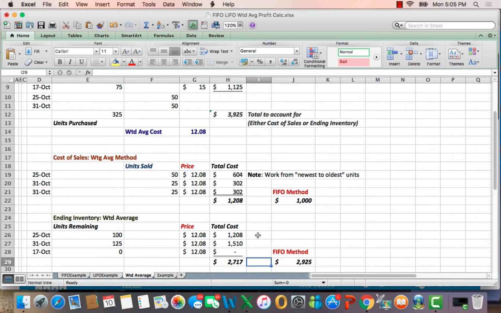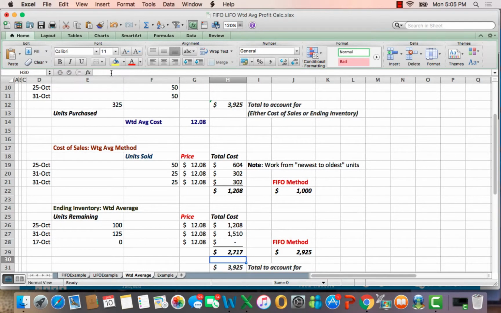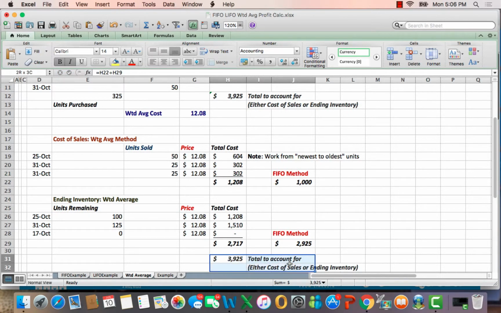What's left in inventory are 225 items, so 100 items sold compared to 325 purchased. There's 225 items left. We value those at $12.08. We multiply across. We add it up. It happens to be $27.17. And what you'll note is that the sum of cost of sales plus ending inventory equals the $39.25 total that we need to account for.